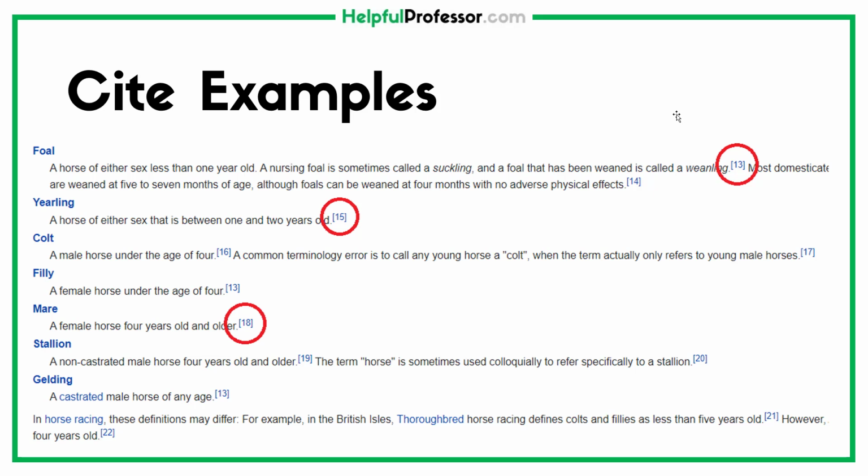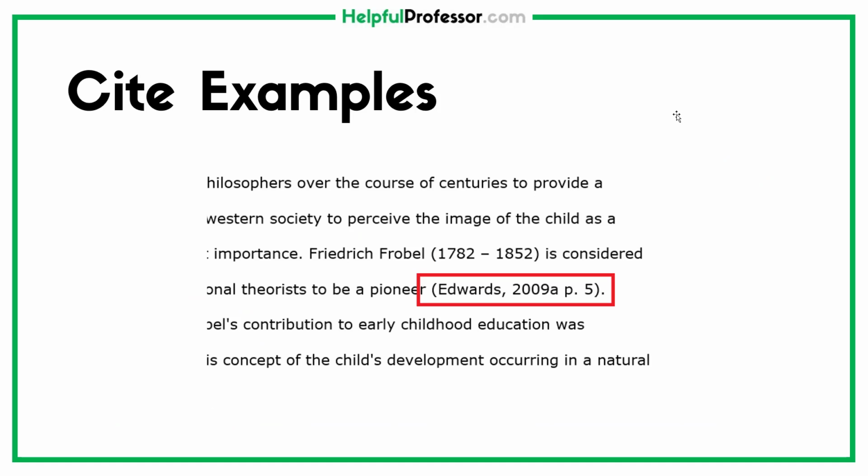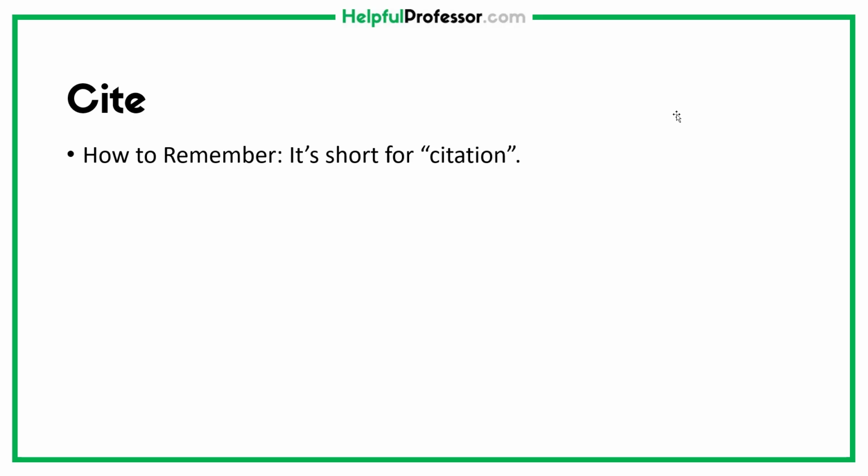So cite examples. You can see here, this is just a Wikipedia page for horses. Where we've got the red circles there, you can see we've circled everywhere that this Wikipedia source has cited its sources. Here's another one. This is very common in academic writing. We've got brackets with the author's name, comma, year, and the page from which you got your source. One easy way to remember it is it's short for citation, and you never see the word citation with an S at the front. It's always a C. So cite is short for citation with a C.